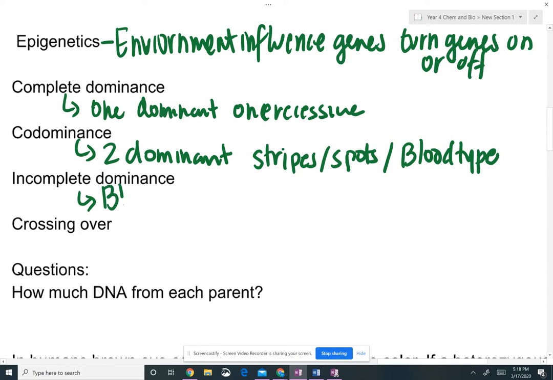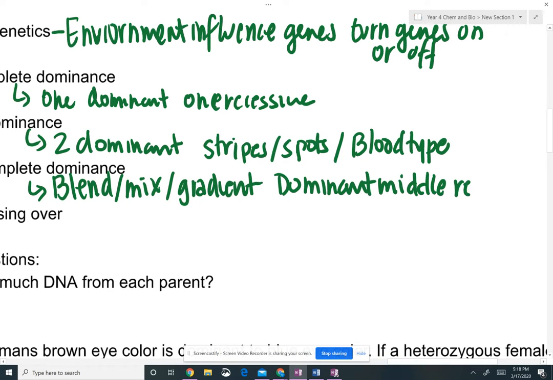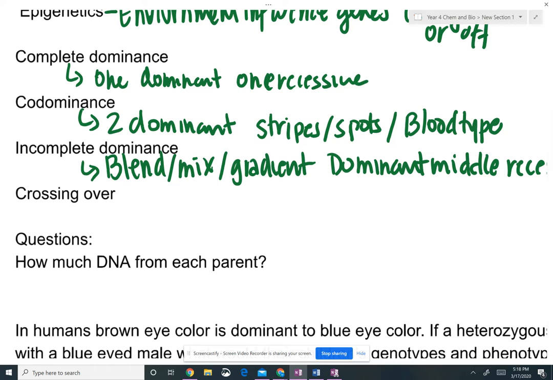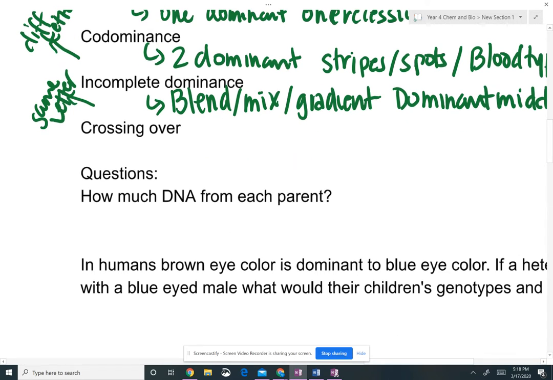Incomplete dominance is a blend, or a mix, or like a gradient. So you guys will see a dominant, you will see a middle, and then you will see your recessive. And that is how you know that you are dealing with incomplete dominance. Incomplete dominance uses the same letter. You have to remember that in codominance, it is different letters. So those are some of the things that you will see on there.